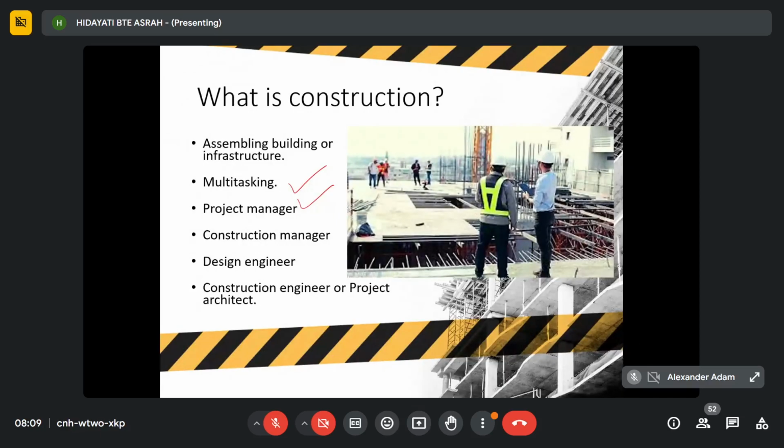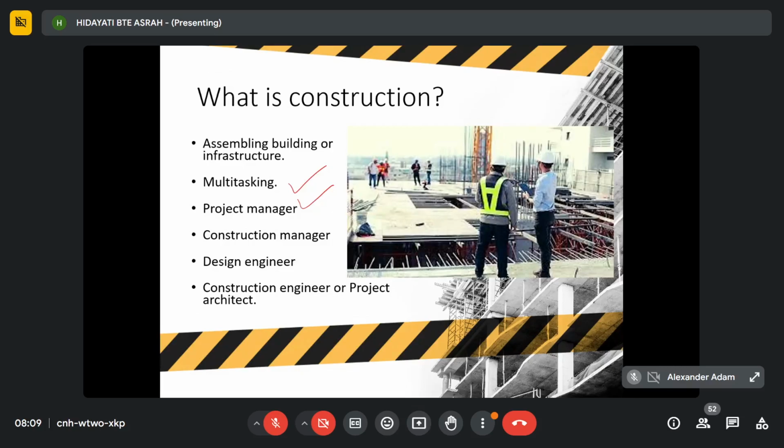So what is multitasking? Multitasking here means that more than one task is done at the same time. For example, in project planning and coordination, before the construction begins there are various tasks such as site planning, obtaining permits. You also need to do scheduling. You also need to coordinate with subcontractors. All these tasks during project planning and coordination, you have to do at the same time, multitask.